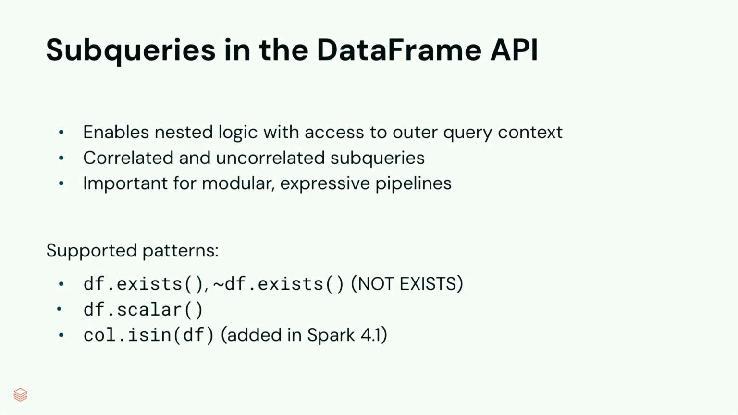df.exists and not df.exists for exists or not exists subqueries. And similarly, if you call df.scalar, it will behave the same as the scalar subquery, that returns a single value. And also, call, this is a column object, call.isIn and passing the df object. This is for in subqueries. This is actually supported from Spark 4.1. And these tools are key for writing modular and expressive PySpark pipelines, and especially when joining with lateral logic or UDTFs.